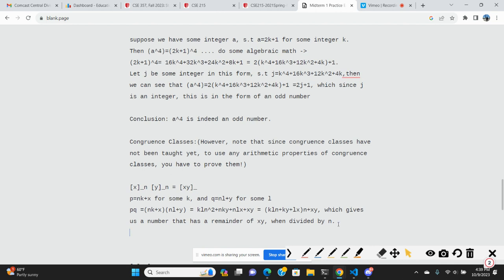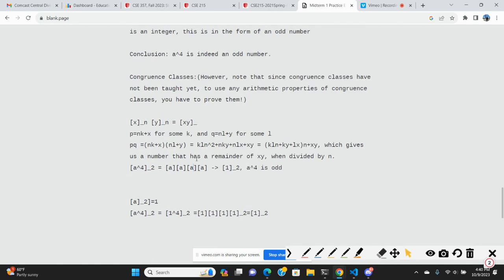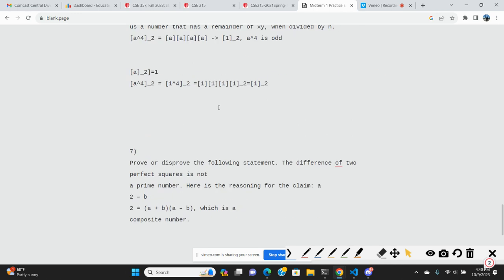So once you have this proof, then you can say, okay, a to the fourth mod 2 is just the same thing as a times a times a times a. But since this is all 1, then this is just the congruence class of 1 mod 2, which shows that a to the fourth is odd. And that would be how you would do it. But once again, if you're using anything that is outside the knowledge of the class, be sure to prove it first so that you can use it, so that you don't get points taken off.